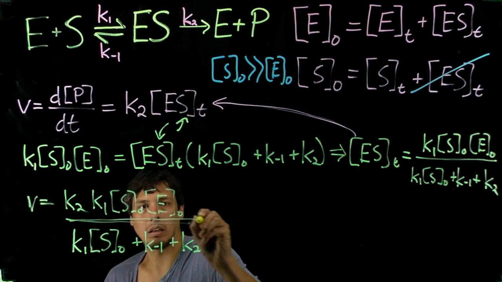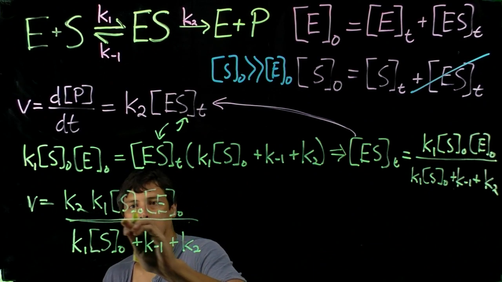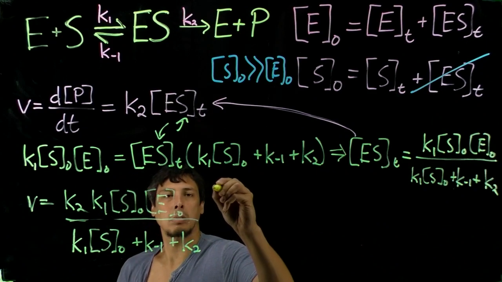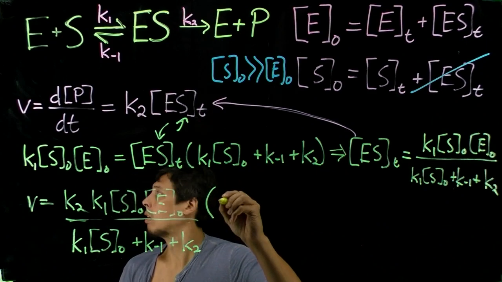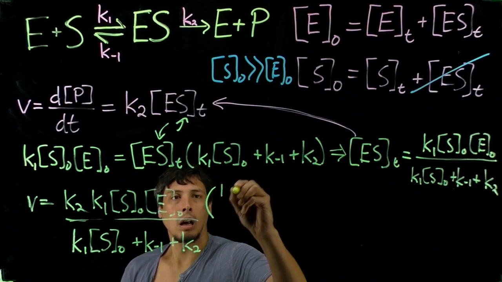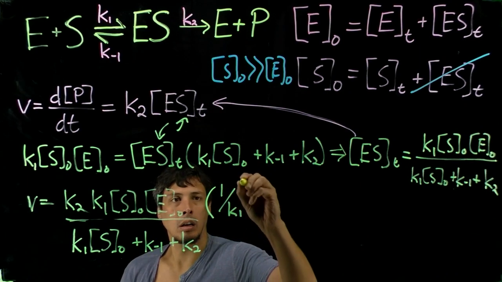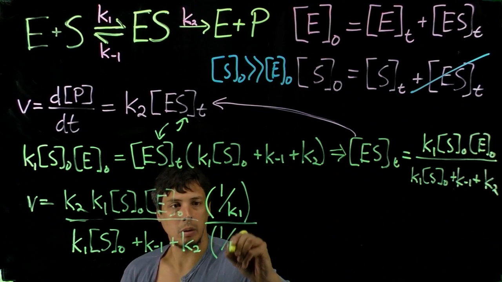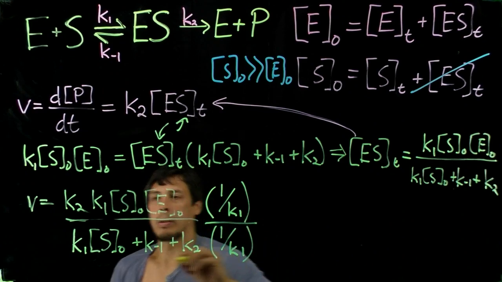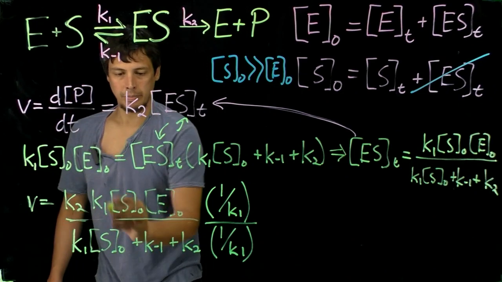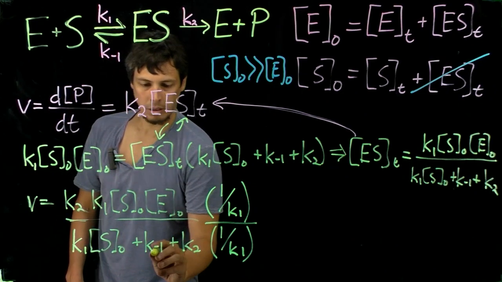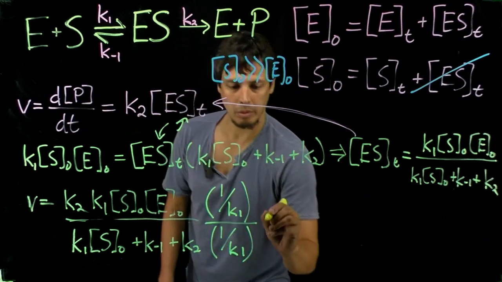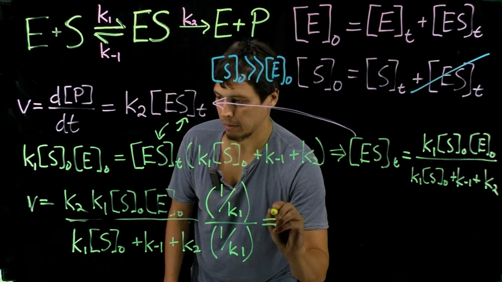Okay, and then just to make this simpler, what we do is we multiply both the numerator and the denominator by 1 over K1. And what that does is that cancels out here, that cancels out here, and then what we get is a term, a more complex term, which I'll show you in a second.